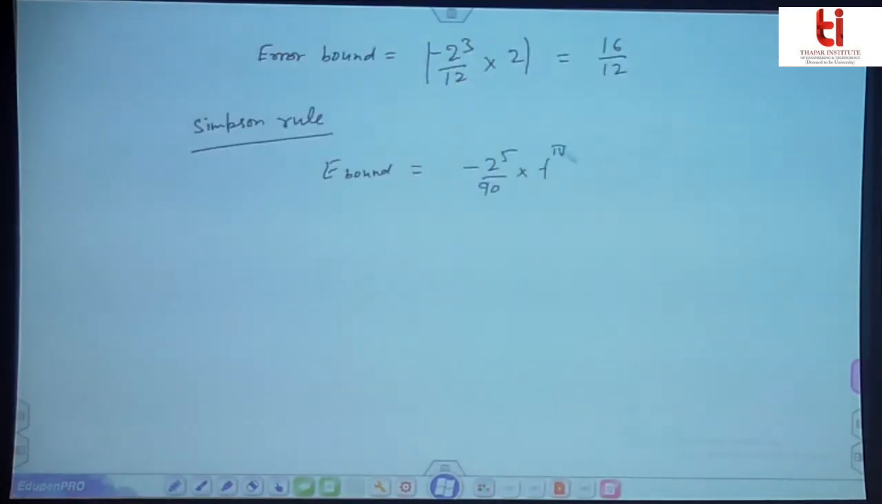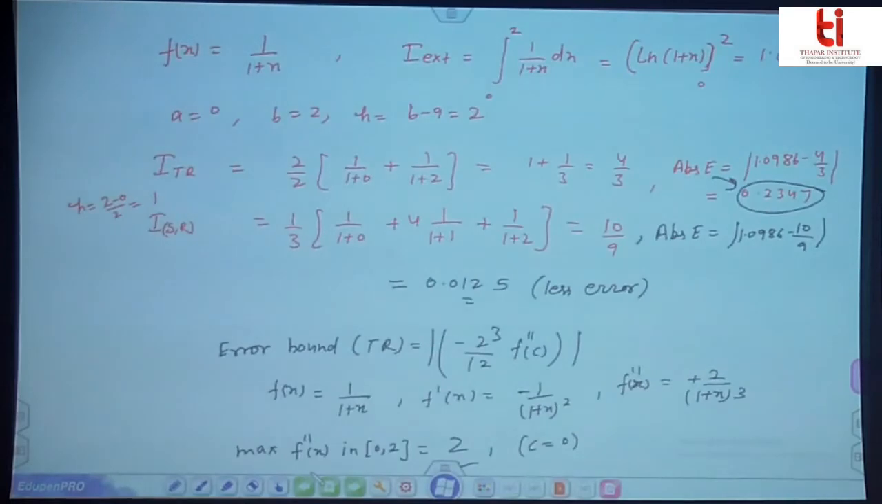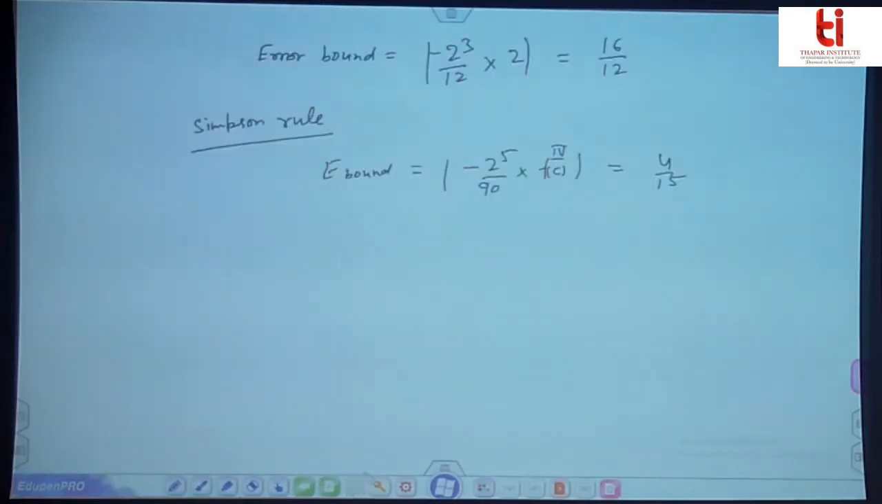F4, you can compute the fourth derivative by yourself. I am writing the direct value, that is 4 upon 15. I have made some mistake, it is 10. Okay, so this is 4 upon 15. So this is the error found in Simpson rule.